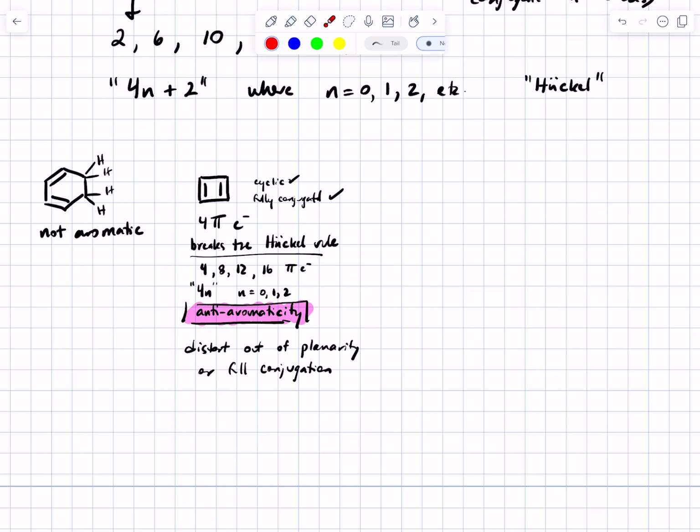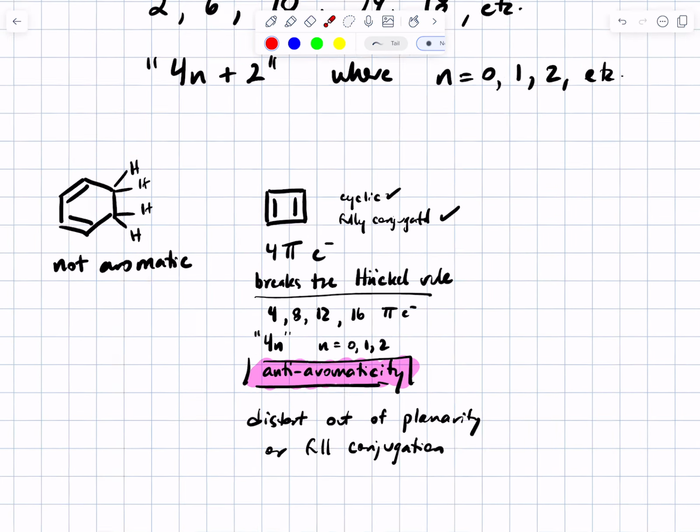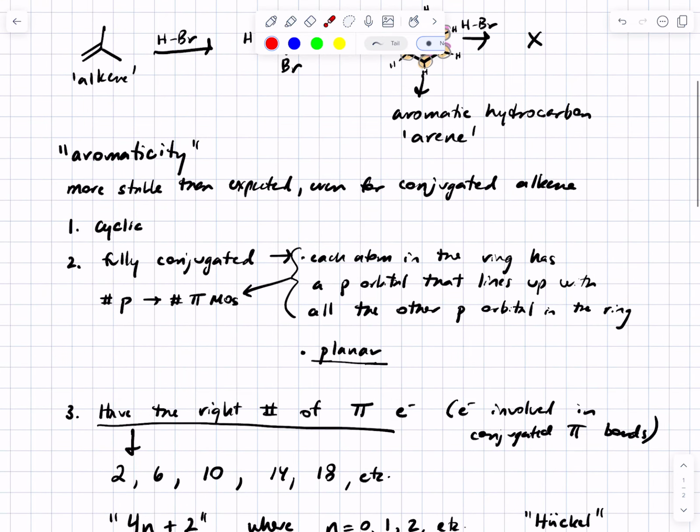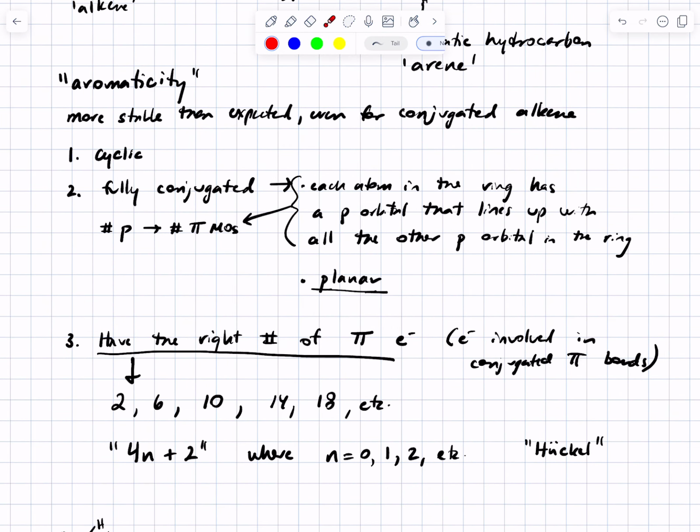Couldn't you say that the one on the left is also not aromatic because it only has 4 pi electrons? Is that wrong? It turns out if you're not cyclic or fully conjugated, the number of pi electrons doesn't matter. That's why I put it third, because you've got to check boxes 1 and 2 before you even worry about 3.